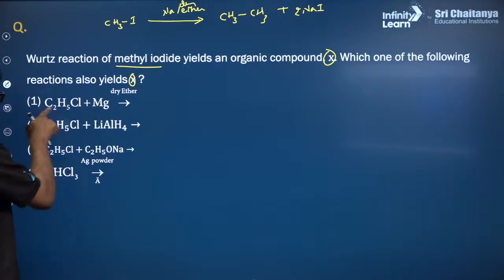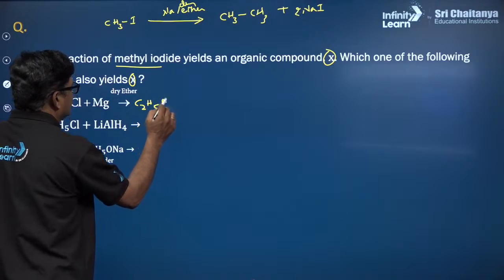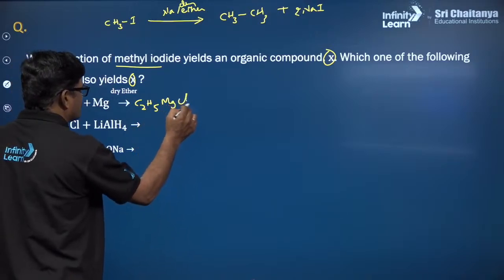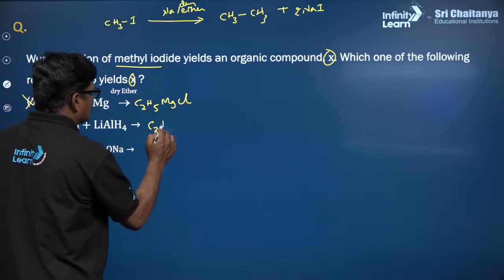But what happens with C2H5Cl? With magnesium, you are going to get C2H5MgCl, a Grignard reagent. Anvita, so it's a Grignard reagent, so it cannot be the option. C2H5Cl with lithium aluminum hydride, you are going to get C2H6.